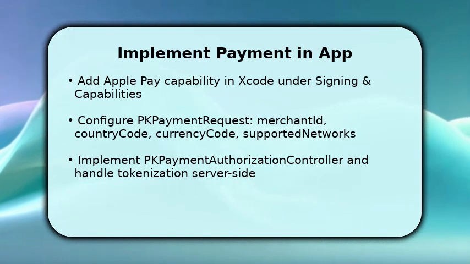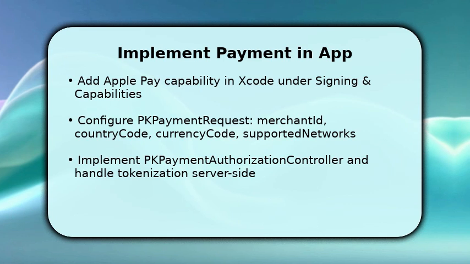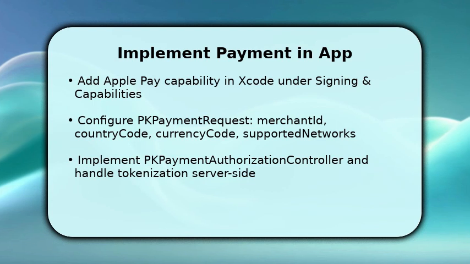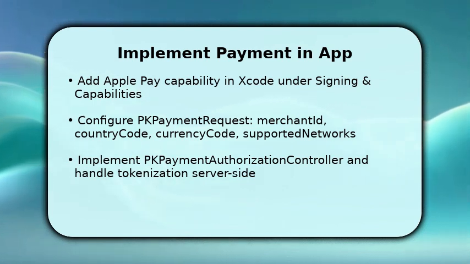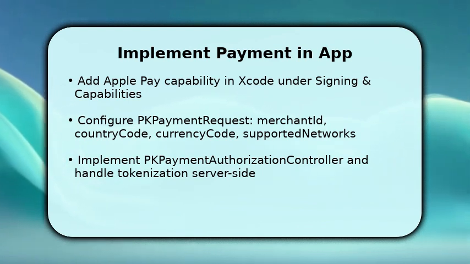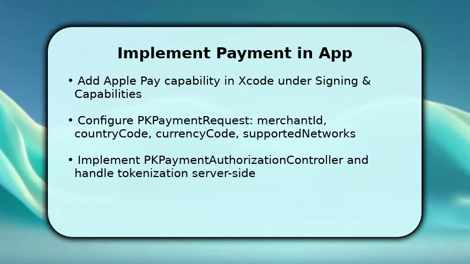This injects required entitlements. Next, build a PKPaymentRequest with your merchant ID, country and currency codes, supported networks, and line items. Set required billing contact fields if needed. Present a PKPaymentAuthorizationController to collect payment and implement delegate callbacks to validate the payment and obtain the payment token. Send that token securely to your server for processing with your payment processor.